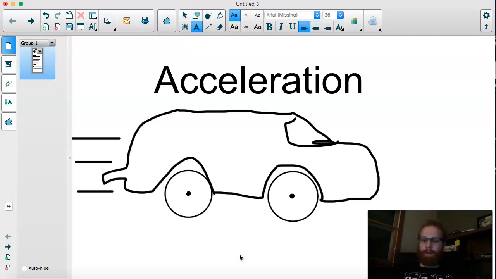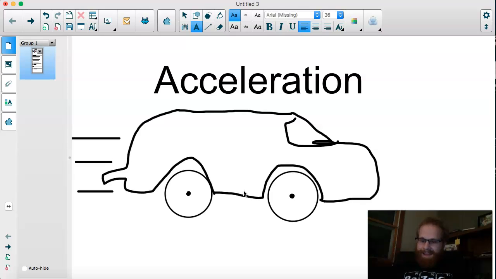Today we're going to be learning a little bit about acceleration. And I kind of wanted to ask you guys to put in your own words, what comes to mind when you think of the word acceleration? You might have said something along the lines of, well, acceleration, that's like when something starts to go faster. And you'd be right. Kind of like this car.